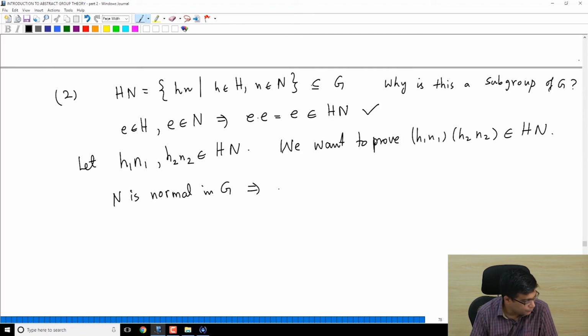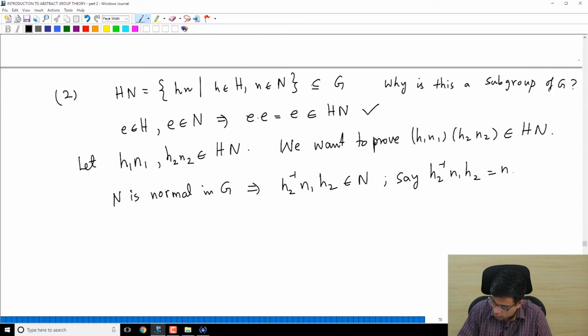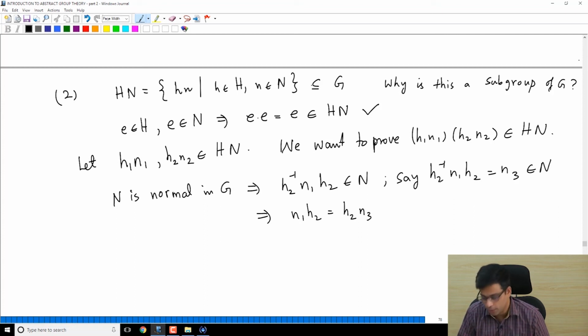This implies H2 inverse N1 H2 is in N, because H2 is an element of the group G, N1 is in capital N, so this element is in capital N. So say H2 inverse N1 H2 is equal to some element of capital N, call it N3. This gives me N1 H2 is H2 N3. I am just simply multiplying by H2 on the left on both sides.